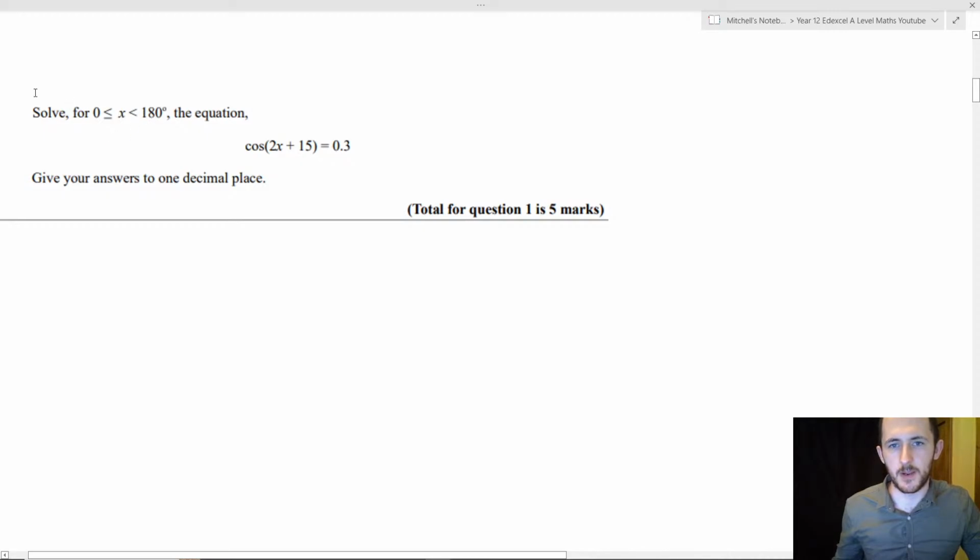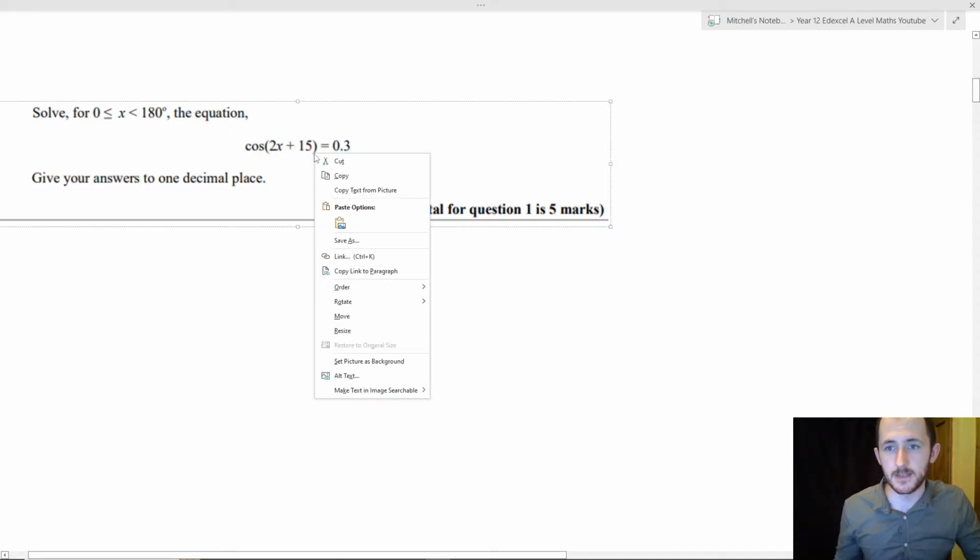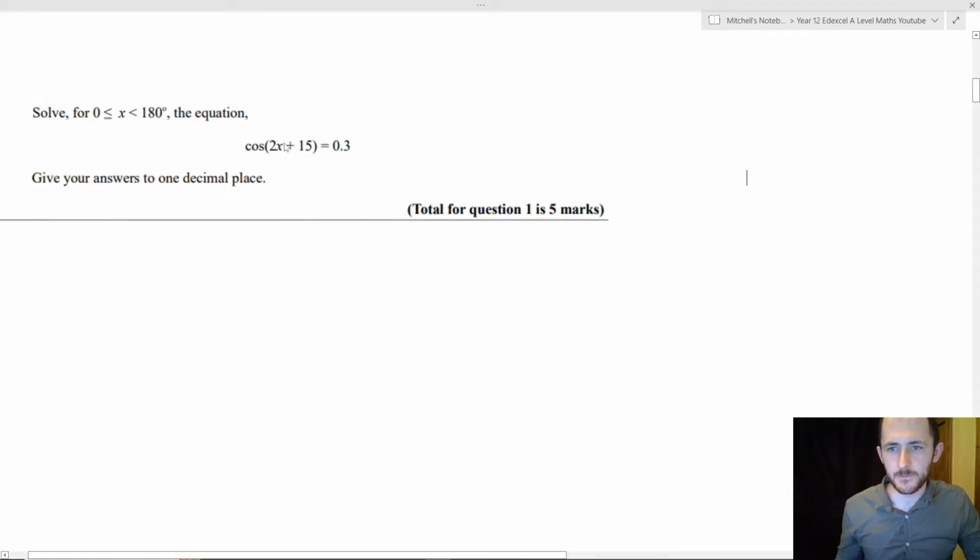So here we go, solve for, and then they give us a range. So that's a good first thing to look at. And now it says cos(2x + 15) = 0.3. The first thing you might notice is that we have 2x + 15 inside the bracket, and we're solving for x. The problem with this is it's actually going to change the range of values we can accept, because we're going to end up halving what this is, so we can actually go twice around.